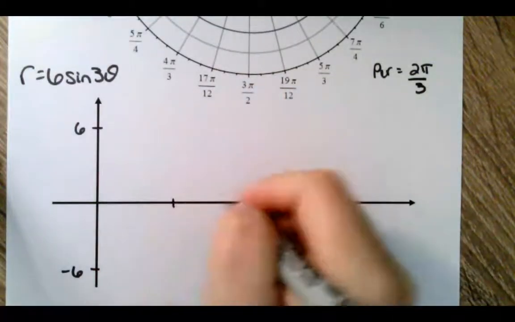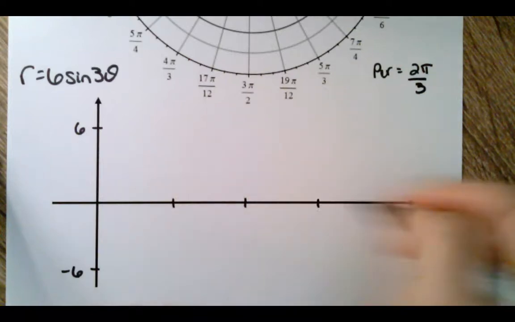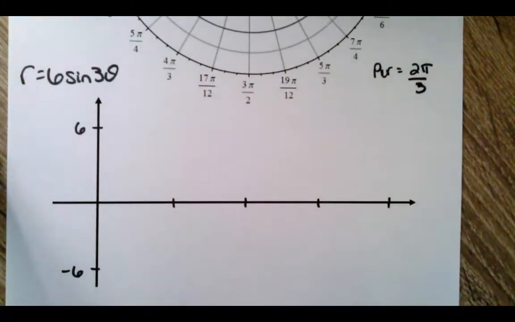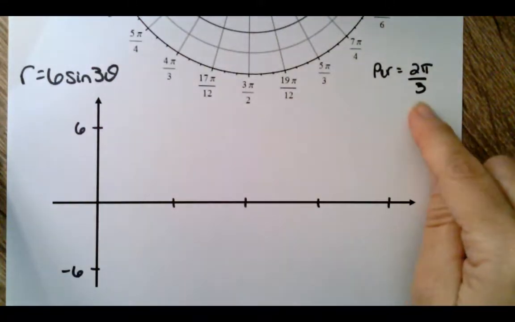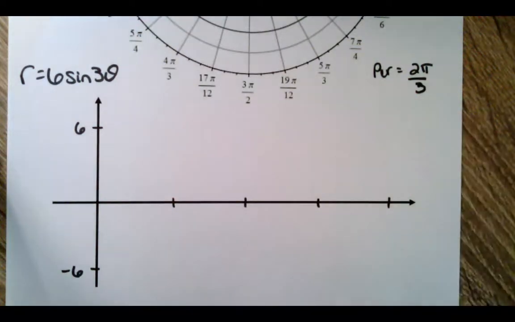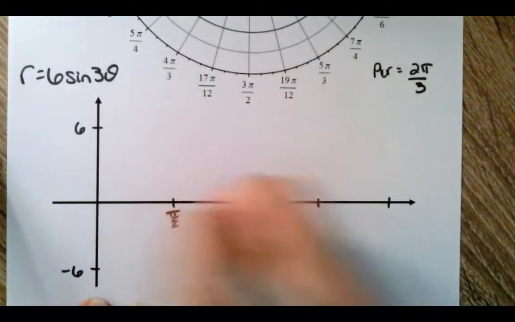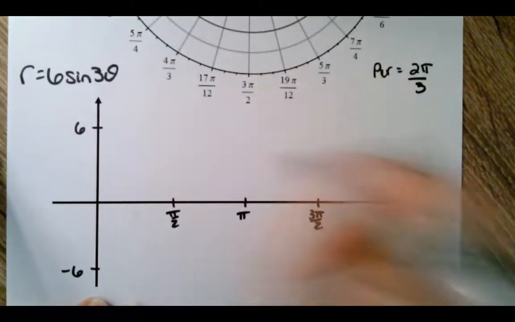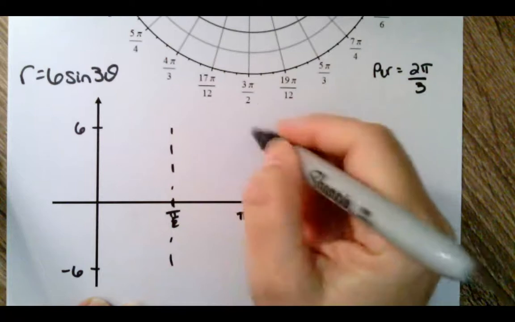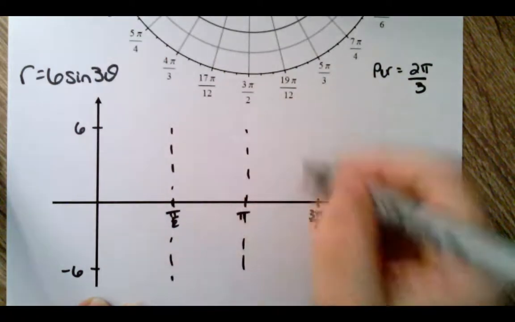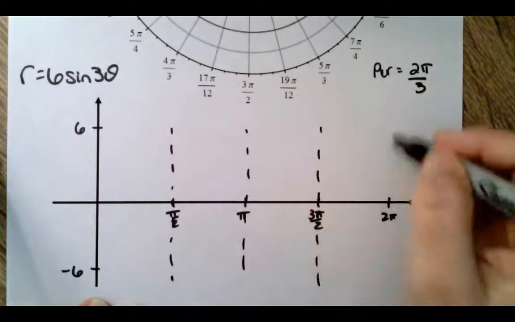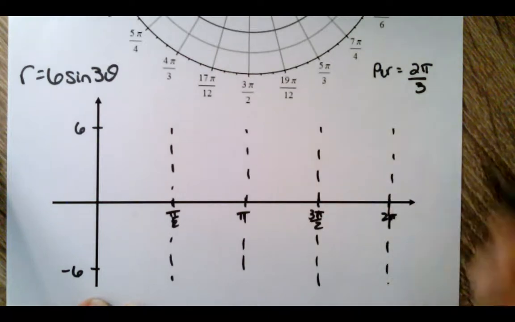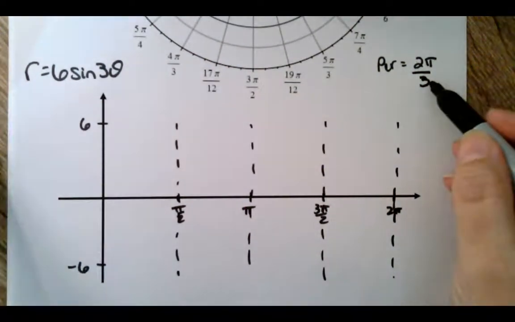So I'm going to go ahead and mark this off in quadrants again, because I still want us to think about graphing this in quadrants. But we are going to have to think about our graph in thirds as well. So pi over 2, pi, 3 pi over 2, 2 pi. And I'm going to go ahead and mark those off again. Okay, but before I start graphing, I want to find 2 pi over 3.